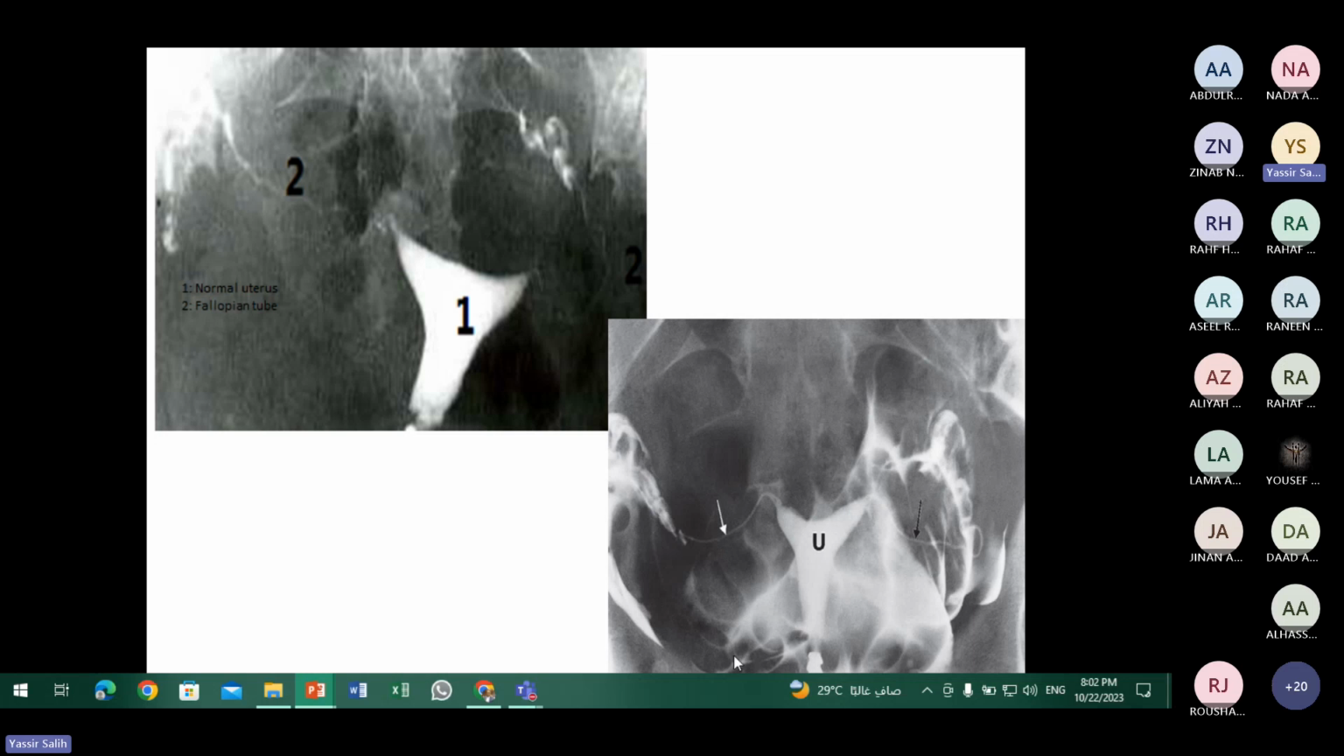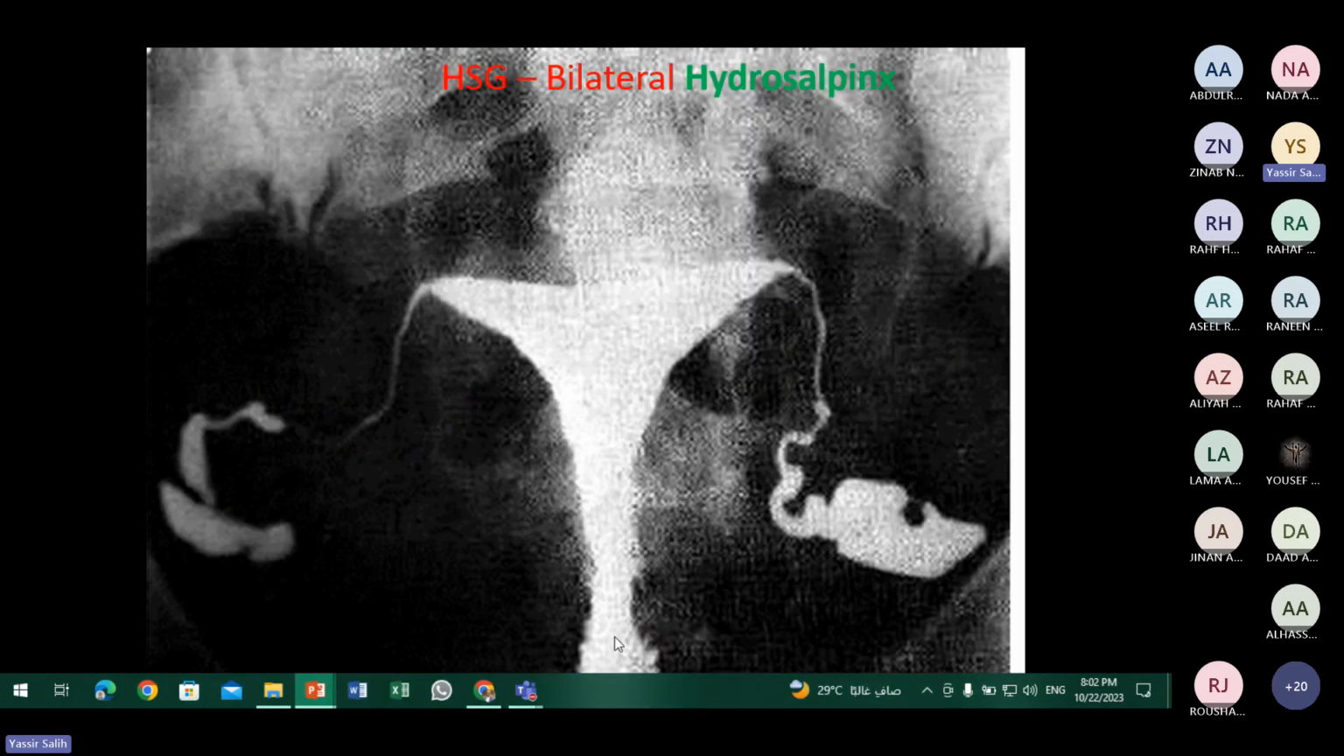Free peritoneal spill of contrast. This means there is no filling defect in the uterus and the fallopian tubes are patent, not blocked, with free peritoneal spill. All that you see is contrast spilling from the distal part of the fallopian tube because it is open. In this one, you can see also this is a normal uterus and both fallopian tubes are normal. But in this one, what abnormality do you see?